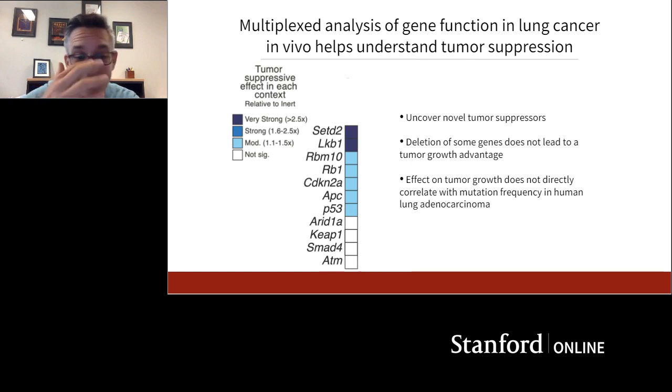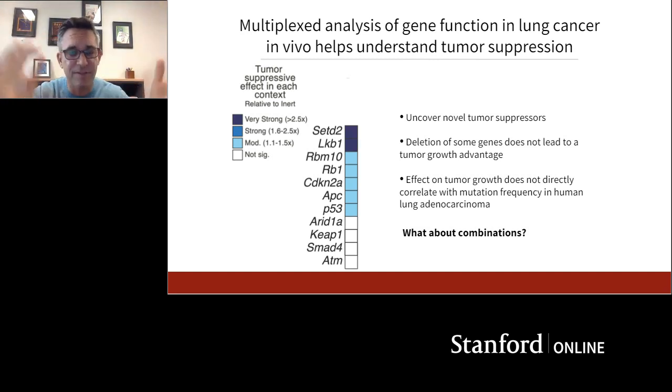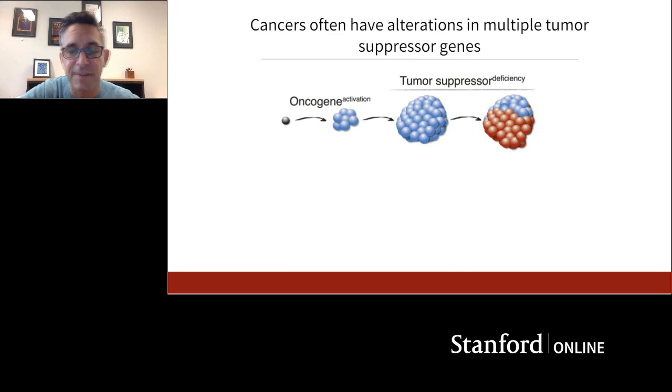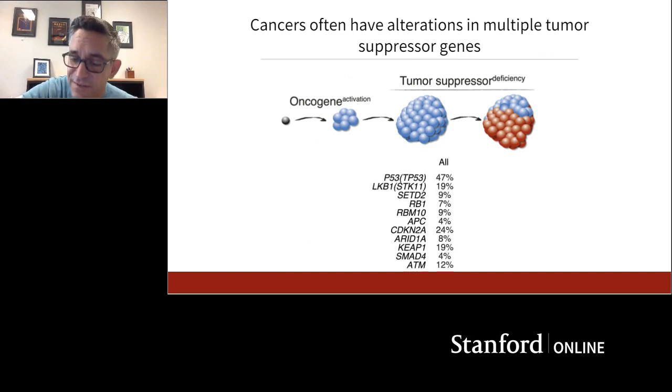But I also told you that, remember, in human cancer it's not a single gene that gets mutated. There are going to be combinations of genes that get mutated. So in human lung adenocarcinoma, this is the subtype that we're looking at, I showed you this before. Here's the frequency at which these genes are mutated, and these are the ones that I just showed you the impact of.